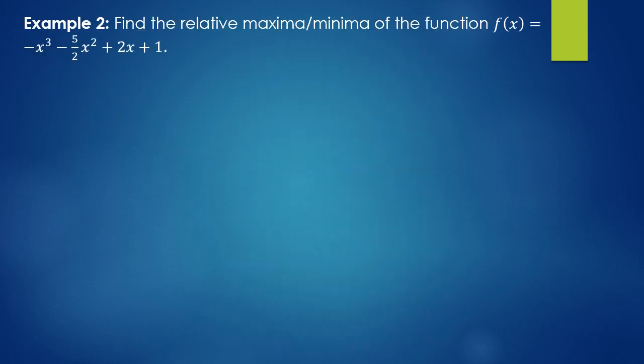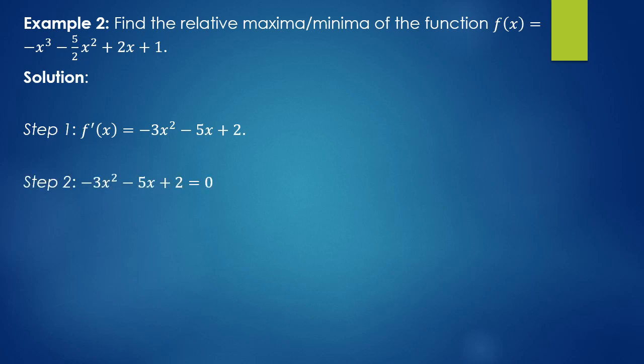Okay, next example. Find the relative maximum or minimum, or again, the plural will be maxima or minima, of the function negative x cubed minus 5 halves x squared plus 2x plus 1. So again, the first step is to find the first derivative. Of course, the derivative of negative x cubed is negative 3x squared. The derivative of negative 5 halves x squared is negative 5x. The derivative of 2x is 2. And the derivative of 1 is 0.